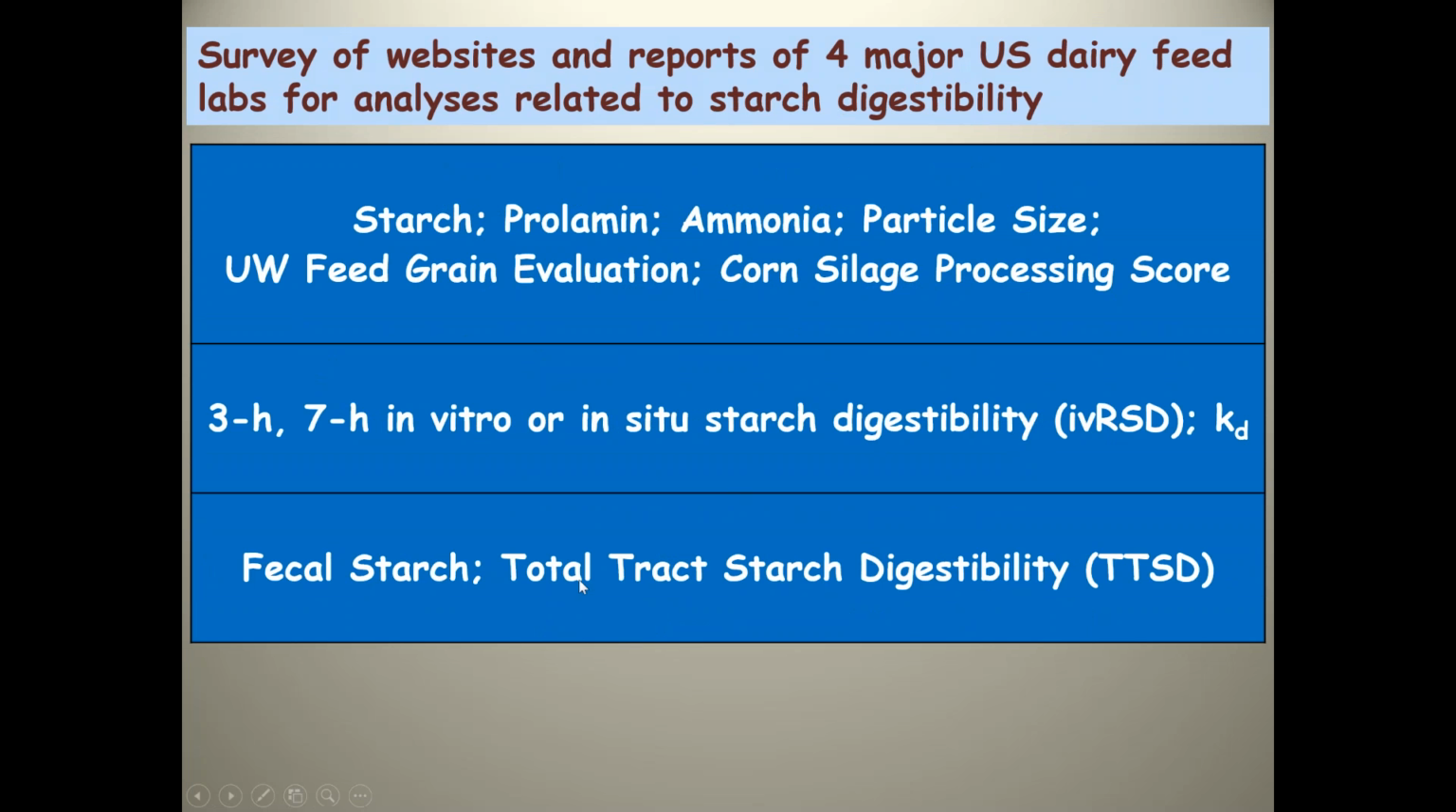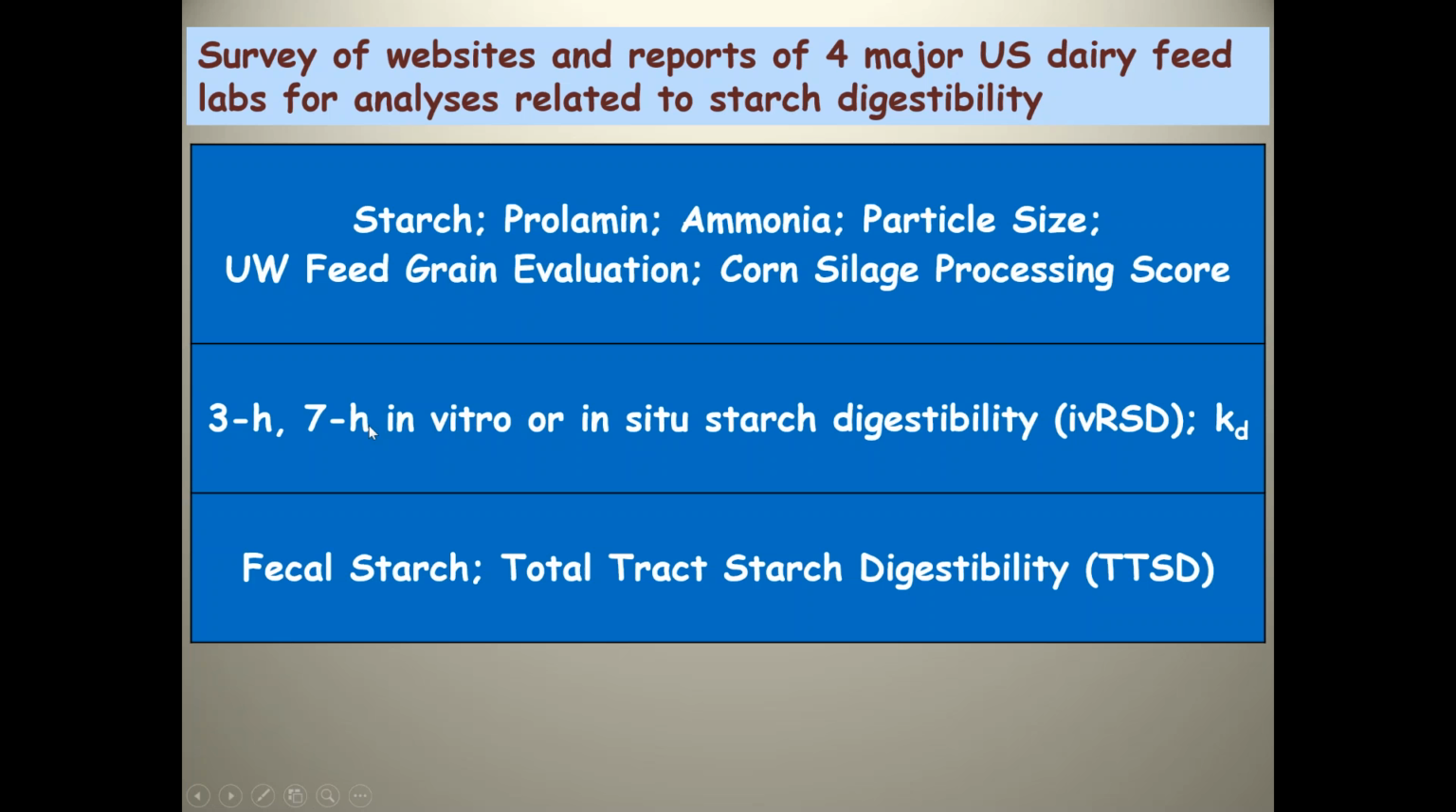So that previous slide just focused on NDF. The other major area is starch digestibility that's been looked at. A lot of this now would focus on work done here, either when Pat Hoffman was at Marshfield or myself or in collaboration. You'll see the starch concentration, prolamine, ammonia in corn silage or high moisture corn being an indicator of the breakdown of the prolamine and an increase in starch digestibility. Certainly particle size in corn grain, the feed grain evaluation system, and then the corn silage processing score. All of these are very much components of many test reports.